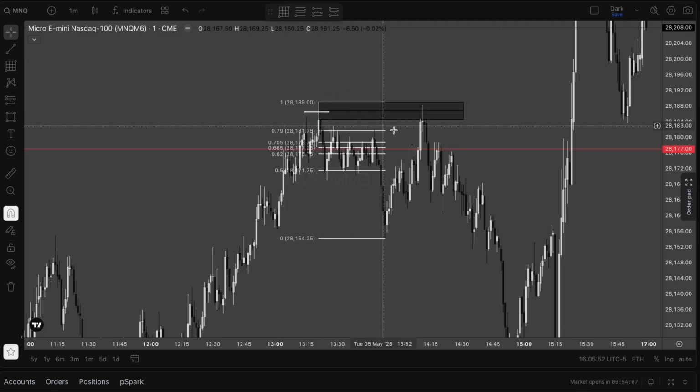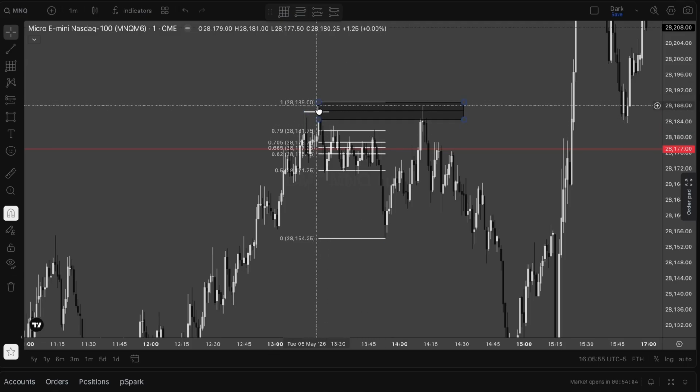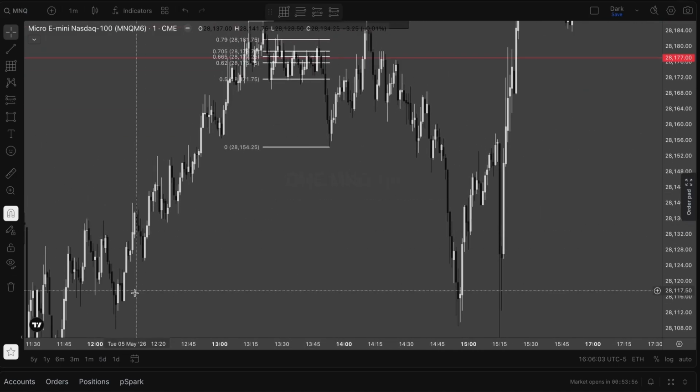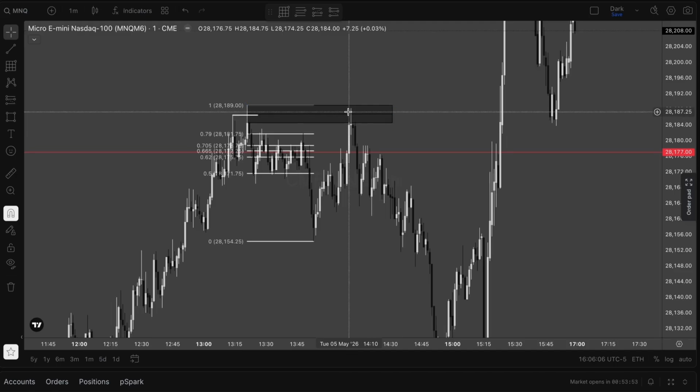This should be a protected high because we already swept liquidity, right? So we already swept liquidity there. So this should be a protected high. So now I want to see price come into a discount of this wick right here and continue to flush down, targeting. I'll show you what we targeted in a second, but this is my entry.